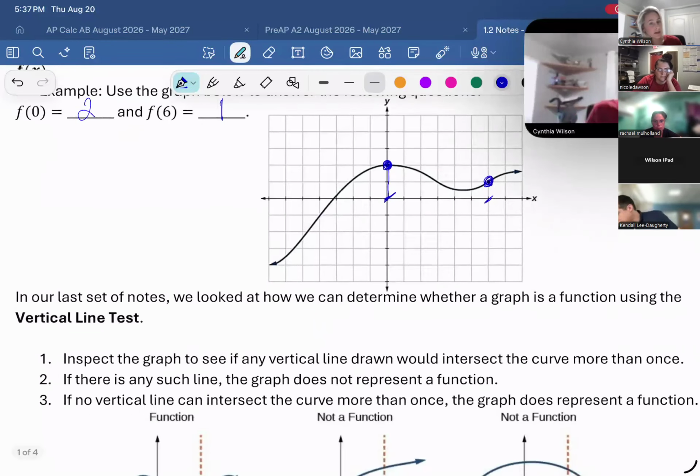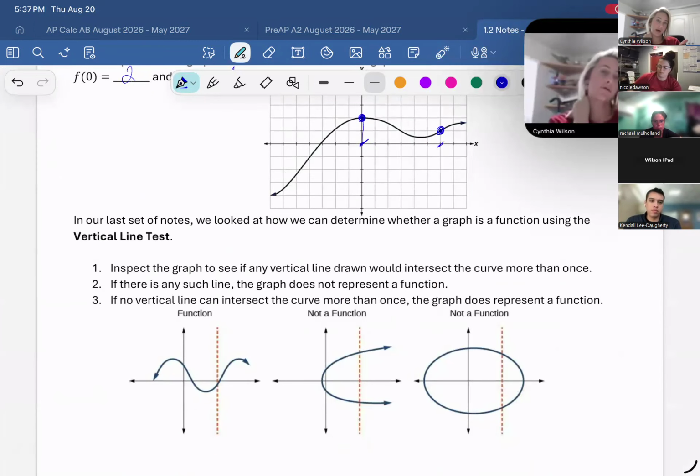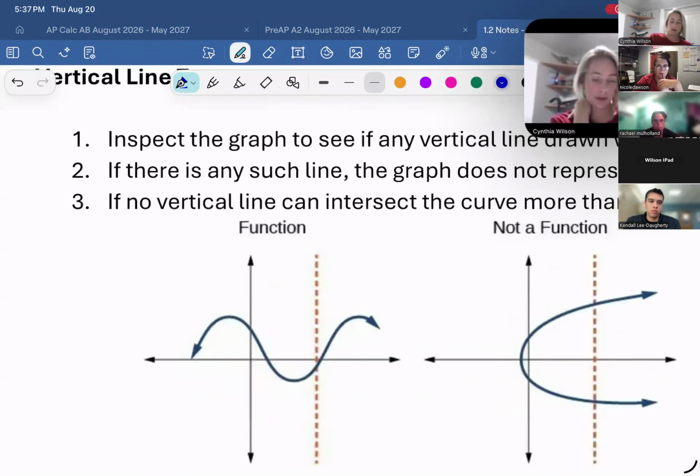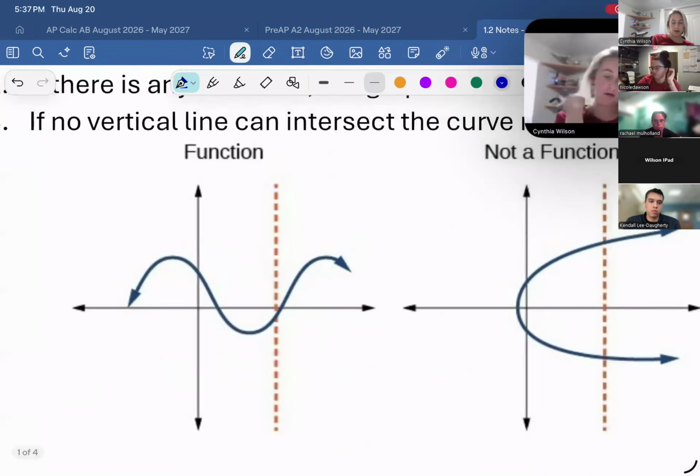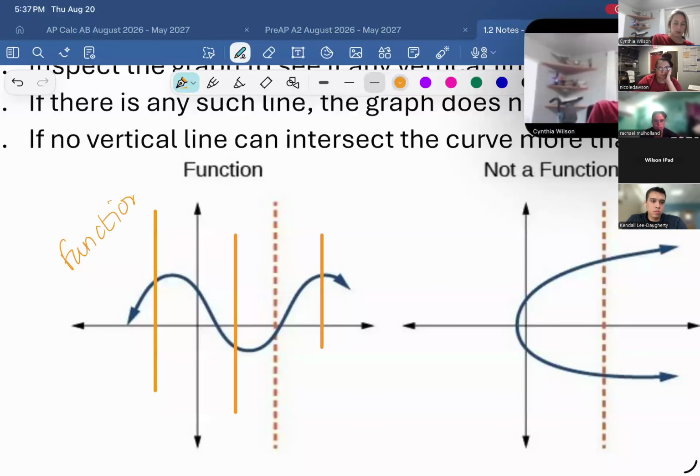Also in the last set of notes, we talked about something called the vertical line test. So if a vertical line goes through the graph in more than one location, it is not a function. We saw these pictures last time. I can draw a vertical line anywhere on here, and it's not going to hit the graph more than once. So this one is a function because it passes the vertical line test.